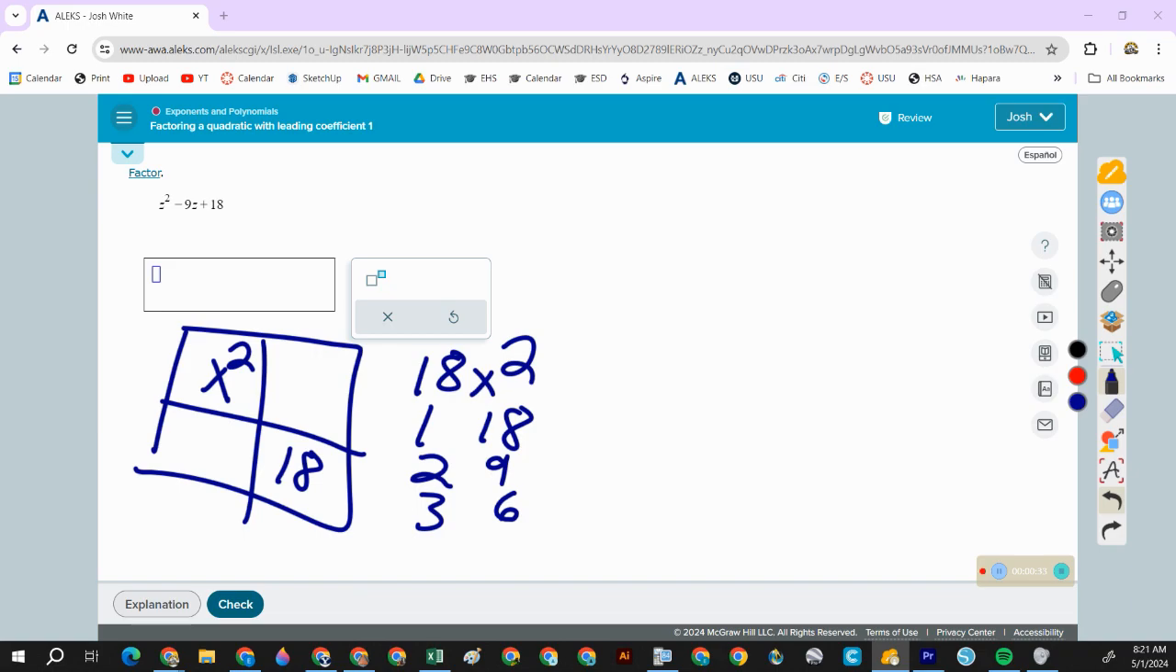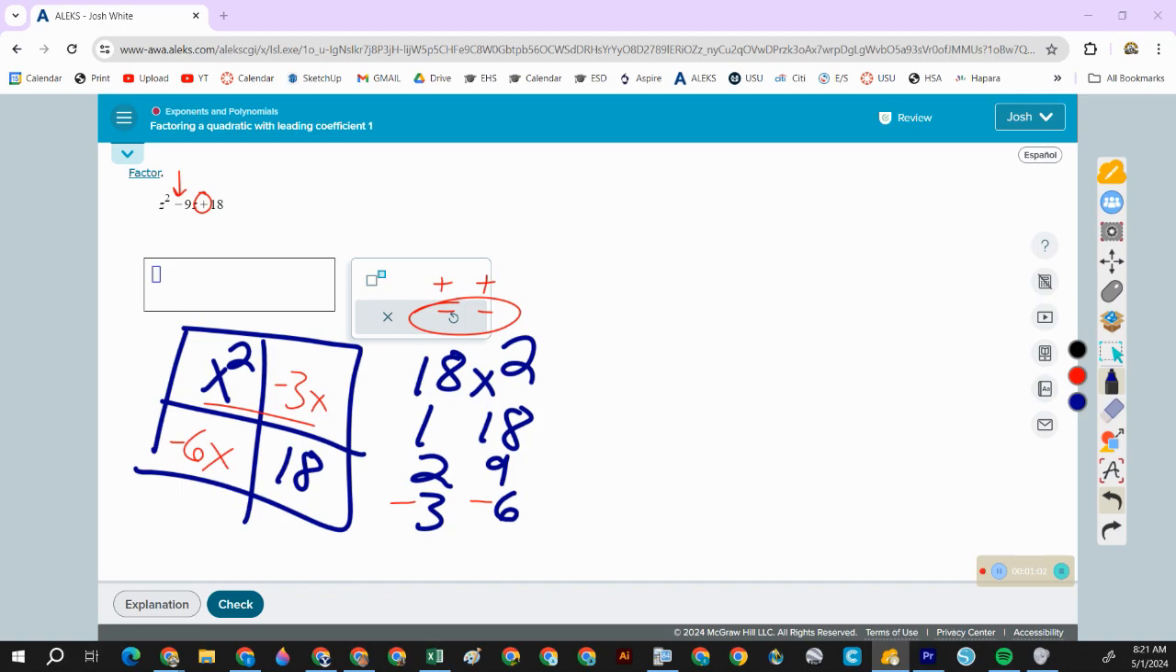And we want two numbers that multiply to be 18, which means these factors are either plus plus or minus minus, and they need to add to be -9, which means they're both minus, and we need to choose the pair that add to be -9. So that would be -3 and -6. So we put -3x in one of the boxes and -6x in the other.